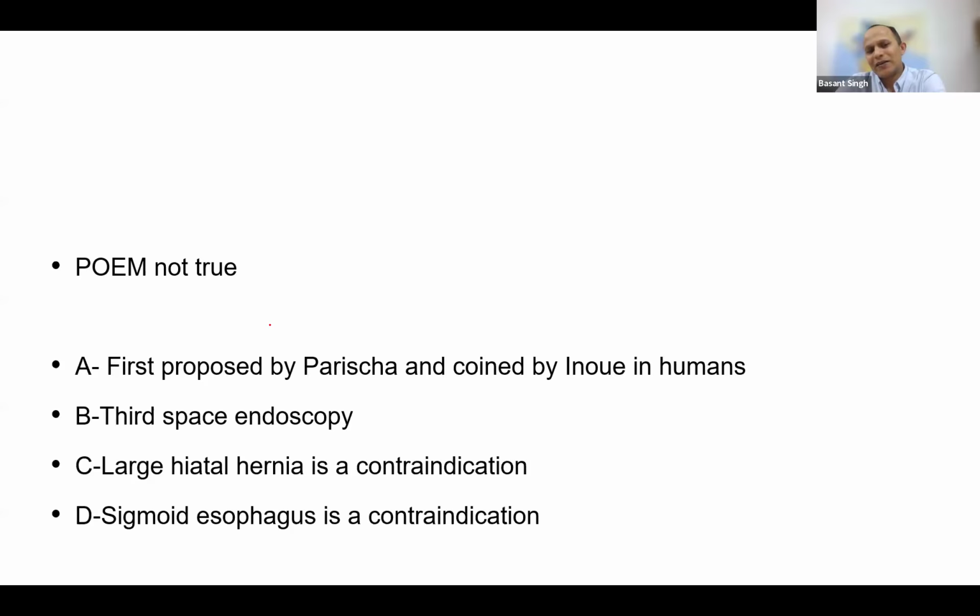Yes, you can tell that it is a relative contraindication, but if you read your new book, they have mentioned it is kind of a contraindication because in large hiatal hernia, you will need a fundoplication, and fundoplication you cannot do in POEM. If you have a large hiatal hernia, you have to first reduce the hernia and do a fundoplication there. This is not possible with POEM. So it is better to do a surgical treatment of large hiatal hernia.